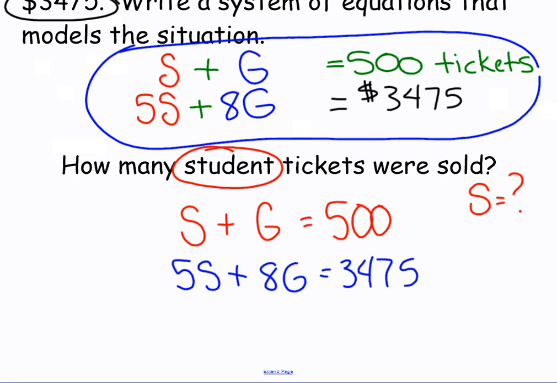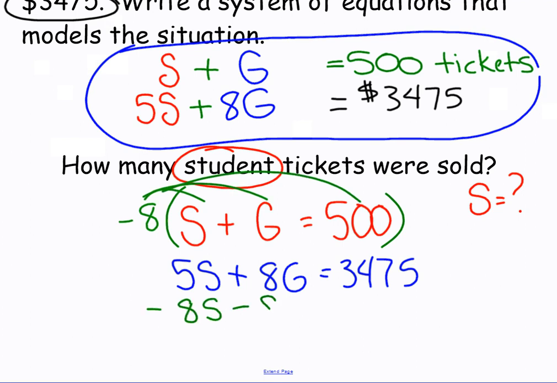Well, in linear combination, if I have a variable by itself, I can multiply the entire equation so that something will cancel or eliminate. So I want to solve for S, so I'm going to get G to cancel by multiplying everything by a -8. When I multiply that -8 out, I get -8S minus 8G equals -4,000.